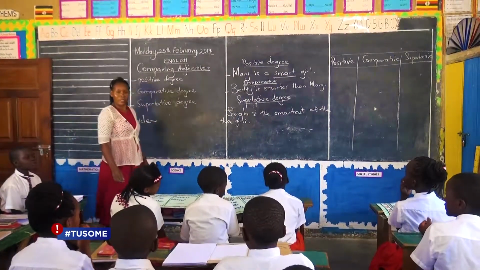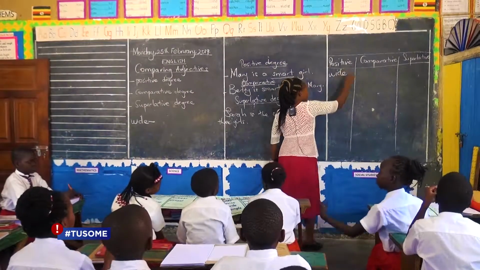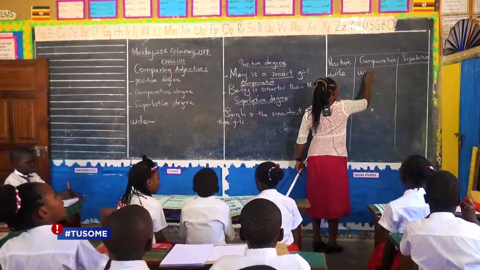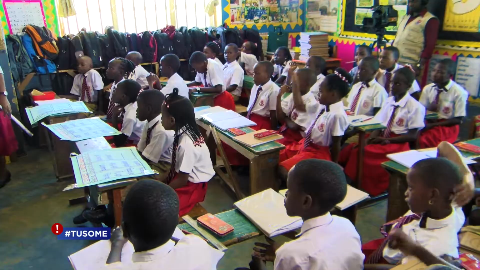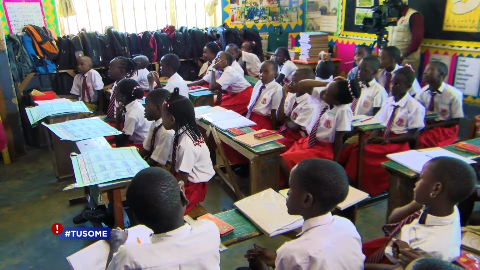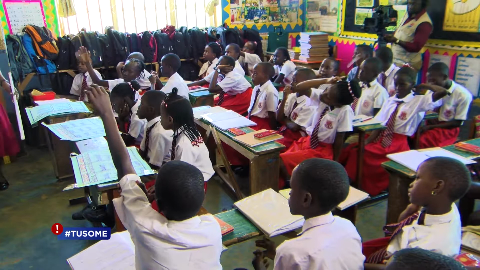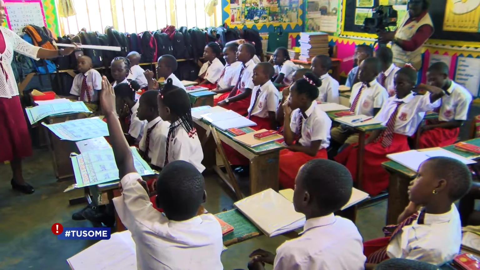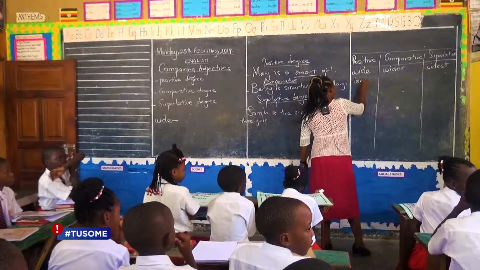Good. Let me write it here then. Wide. The comparative is wider. We just add on -r. Then the superlative is widest. We add on -st. Give me another one. Yes, dear? Large. Very good. Large.